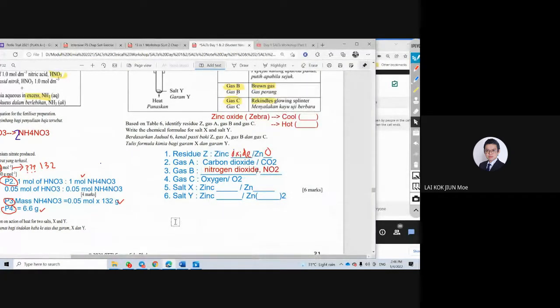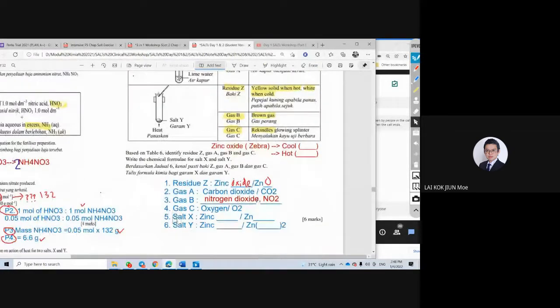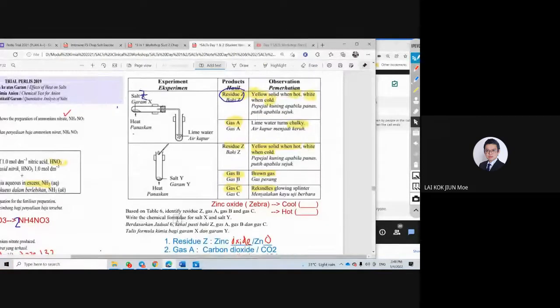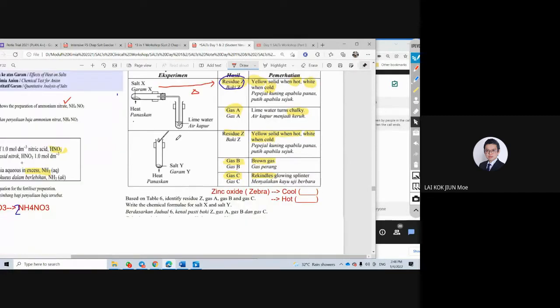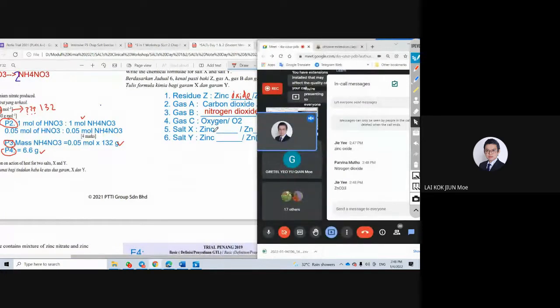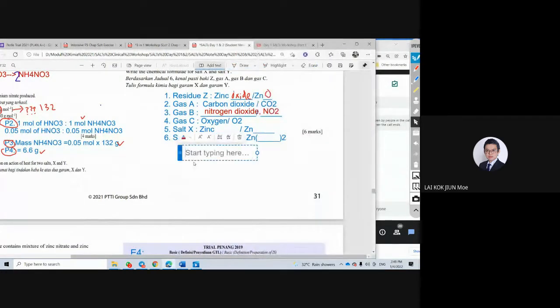So salt X, salt X is what? Salt X. Oh, this one, sorry, this one my mistake. That means X will become Z. If you heat it, it will become Z. So X is what? They ask you, X is what? Zinc carbonate, very good, Jie. Zinc carbonate.